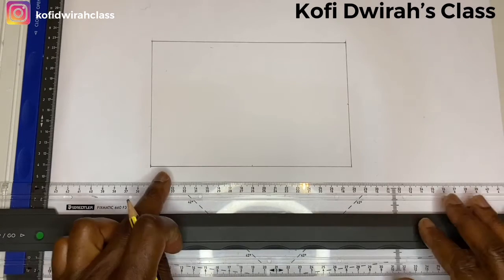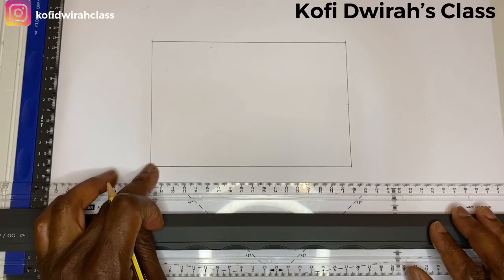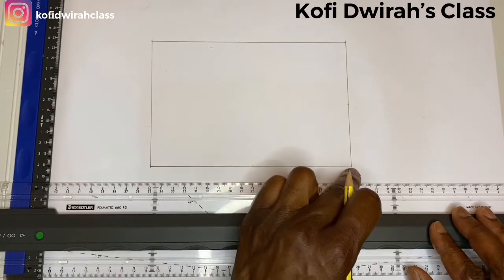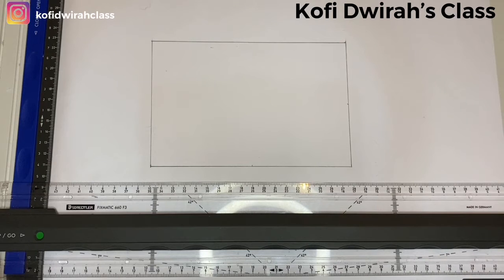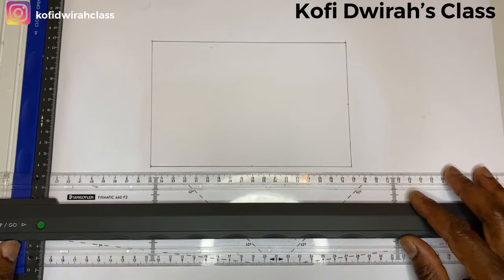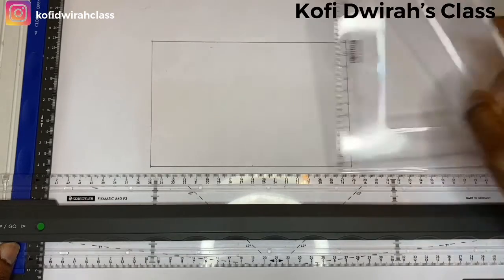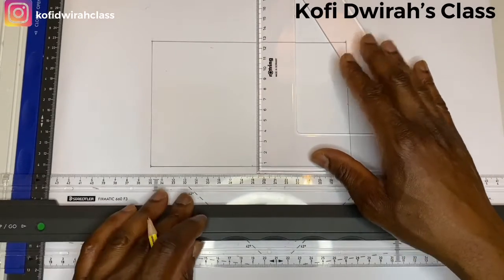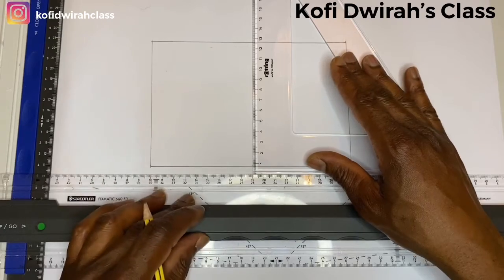So the rectangle from this side to the other side here is 18 centimeters. So we measure 9 centimeters. That is the halfway. Then we draw our line like this.